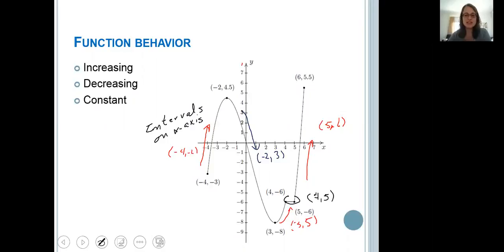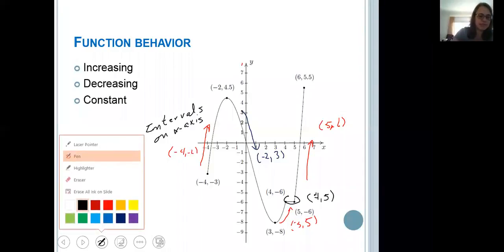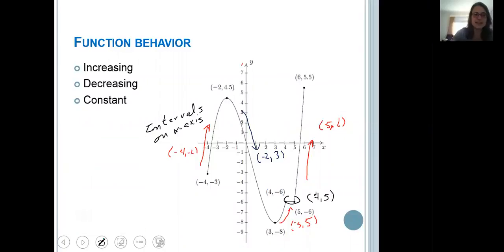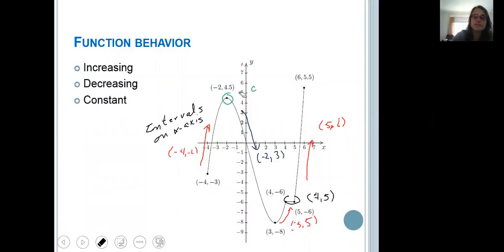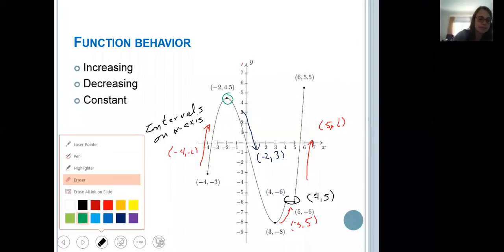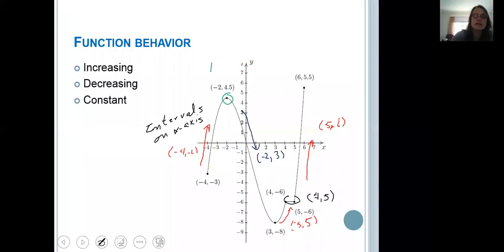So we've got special names for some of these points. Let's see, I think this guy. So this point here that's at the top of the hump, it's the biggest point in the region, right? It's called a local maximum.